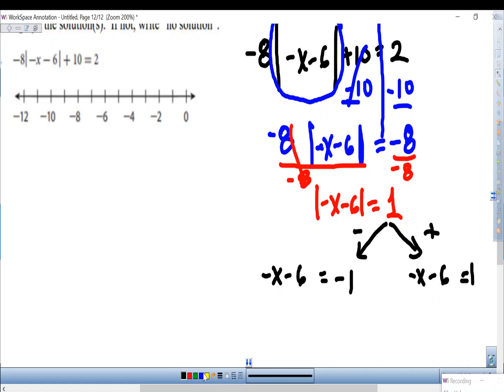And we solve each one. So, solve this one, plus 6, plus 6. We end up with negative x equals 5. What's our last step? Divide by negative 1, divide by negative 1. So x equals negative 5.